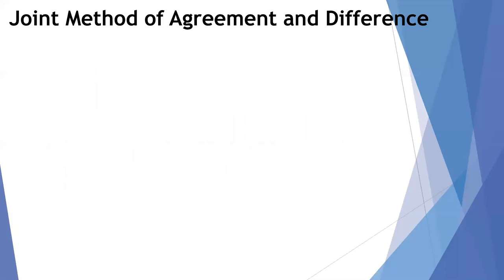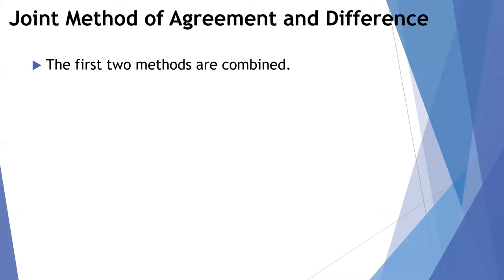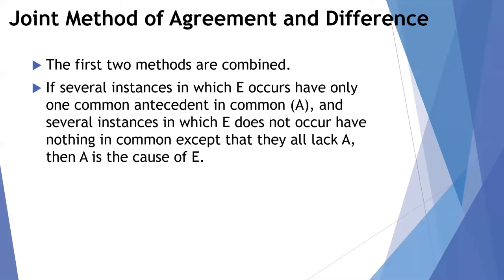The third method is to combine our first two. So we have the joint method of agreement and difference, and this would be a much stronger way of identifying a cause if you were in a situation where you could do this. So you combine those first two methods, and you're looking at cases of agreement and cases of difference. So if several instances in which E occurs have only one common antecedent, A, and there are several instances in which E does not occur, and they have nothing in common except they all lack A, then we can conclude that A is the cause of E.